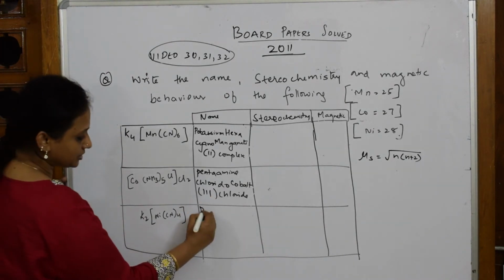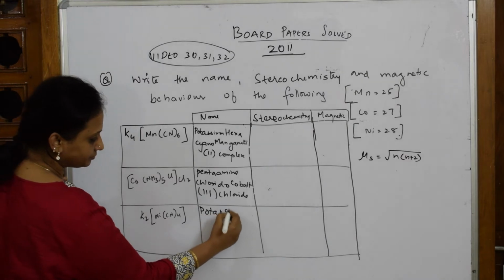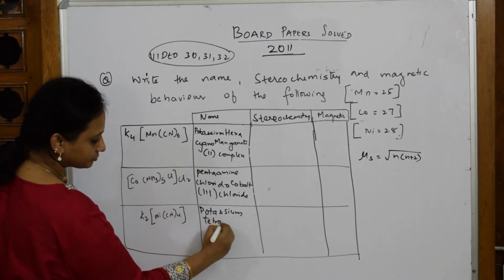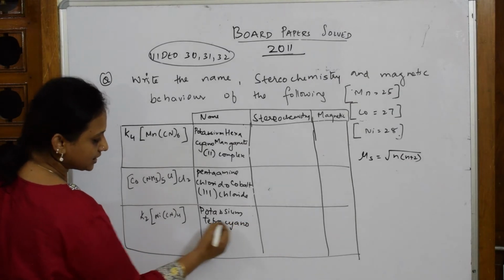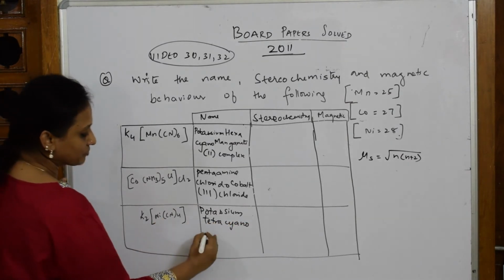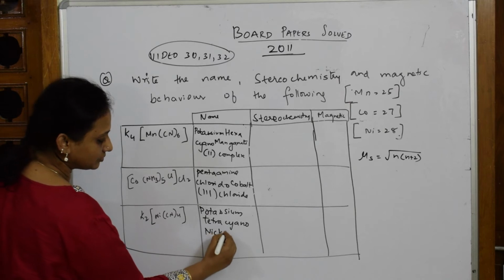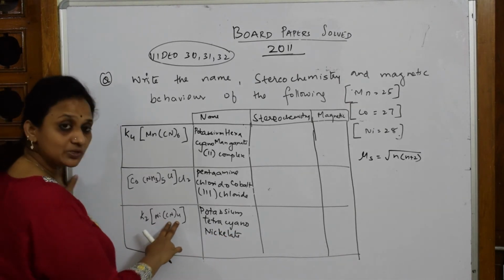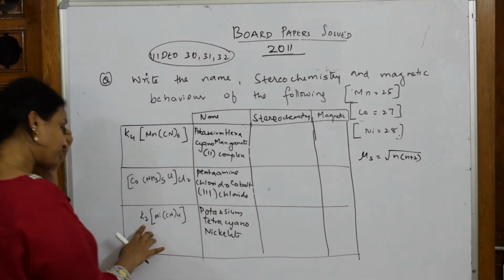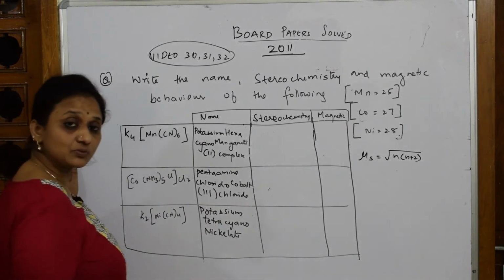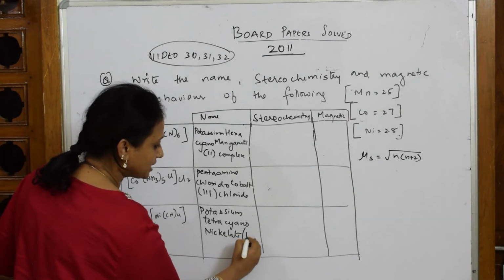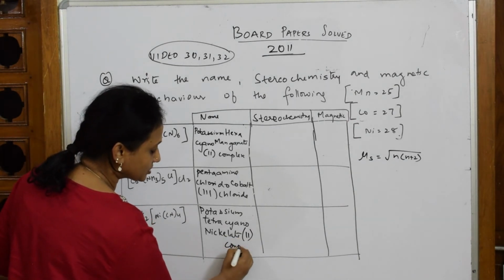This is potassium tetracyano, negative ligand, so O, nickelate. Right, let us calculate the charge. Cyano is -1 into 4, -4. Potassium is +1 into 2, +2. So the difference of this is 2. So nickelate 2 complex. This is your name.